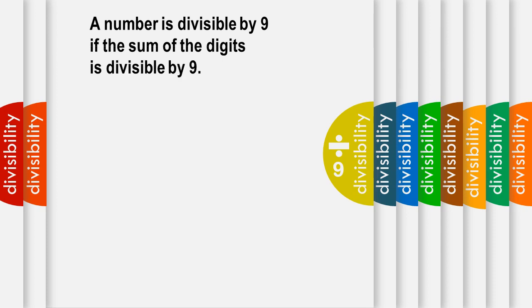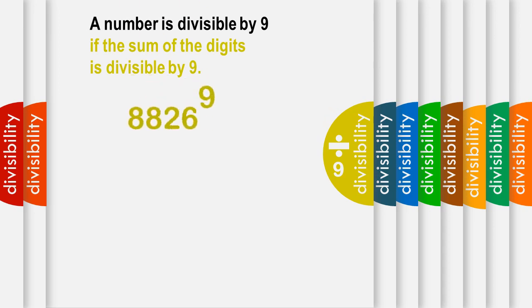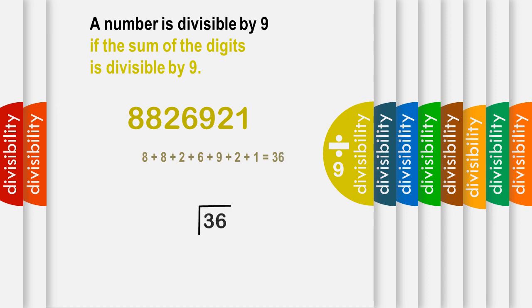Divisibility by 9. A number is divisible by 9 if the sum of the digits is divisible by 9. For example, look at the number. Add up all the digits of the given number. The sum of the digits is equal to 36 and 36 is divisible by 9. Therefore, 88,26,921 is also divisible by 9.